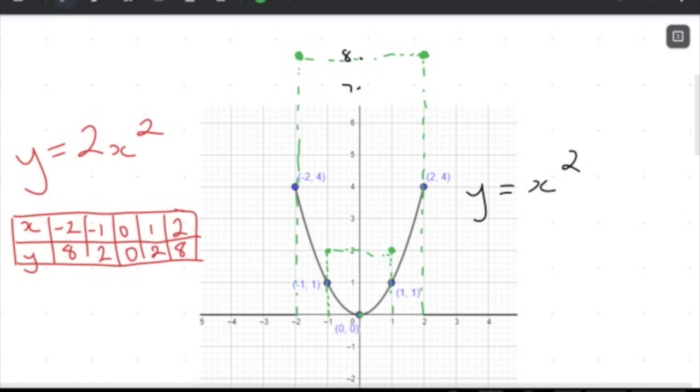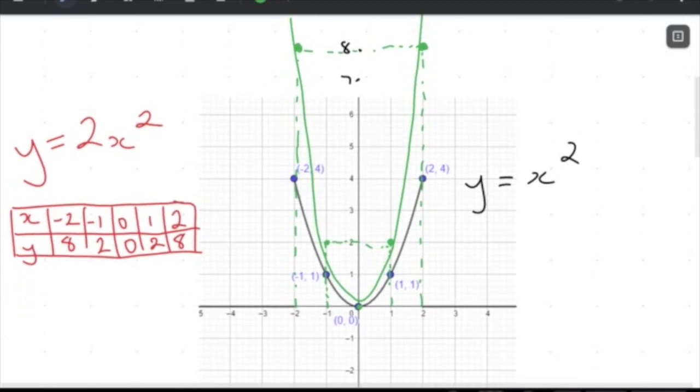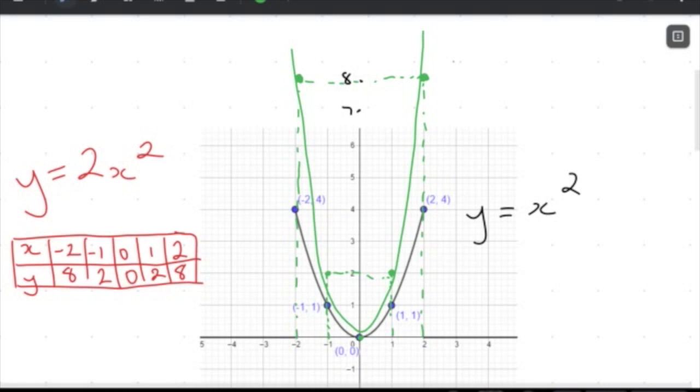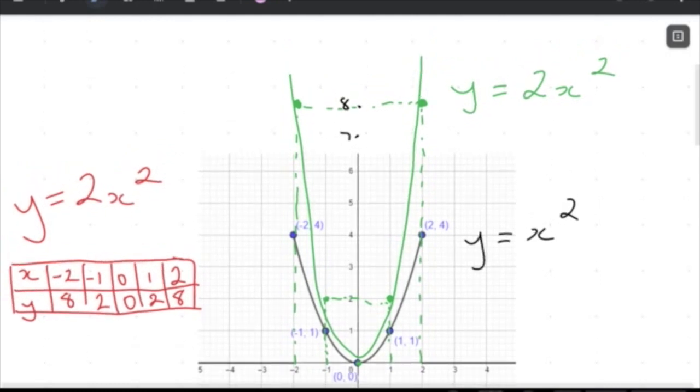So hopefully this looks nice when I actually do it, but if I try to connect these dots to form my parabola, I can see what looks like a much steeper parabola, my y equals 2x squared. The effect of increasing the coefficient from 1 here to 2 made a much narrower parabola. Now let's take a look at these actual points.